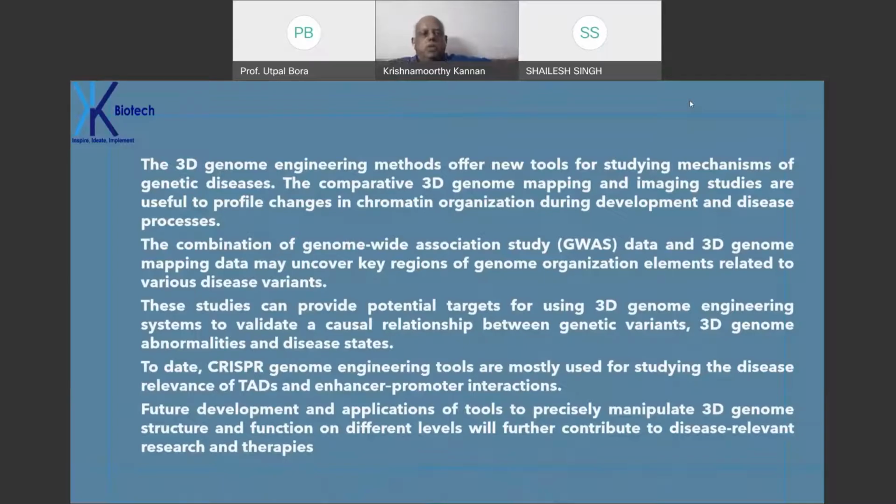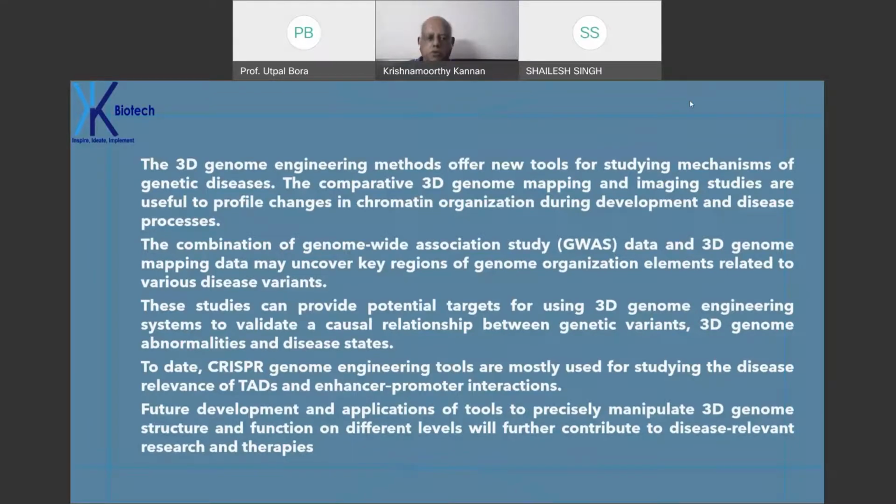The combination of genome-wide association study data and 3D genome mapping data may uncover key regions of genome organizing elements related to various disease variants. These studies can provide potential targets for using 3D genome engineering systems to validate a causal relation between genetic variants, 3D genome abnormalities, and disease state.